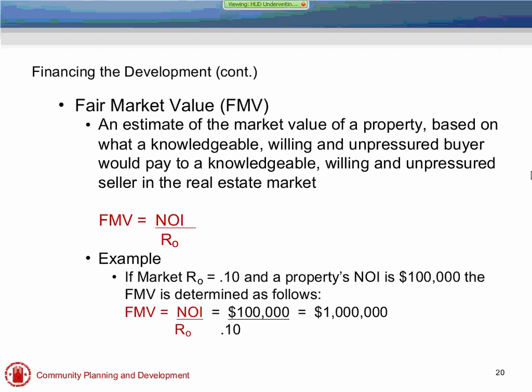And this is how appraisers arrive at values for apartment buildings or any kind of rental property. The fair market value of any kind of income-producing property is a function of how much income it produces, what its net operating income is, divided by the appropriate capitalization rate. The appropriate capitalization rate is whatever's typical in the market. It could vary within a metropolitan area among different types of property.